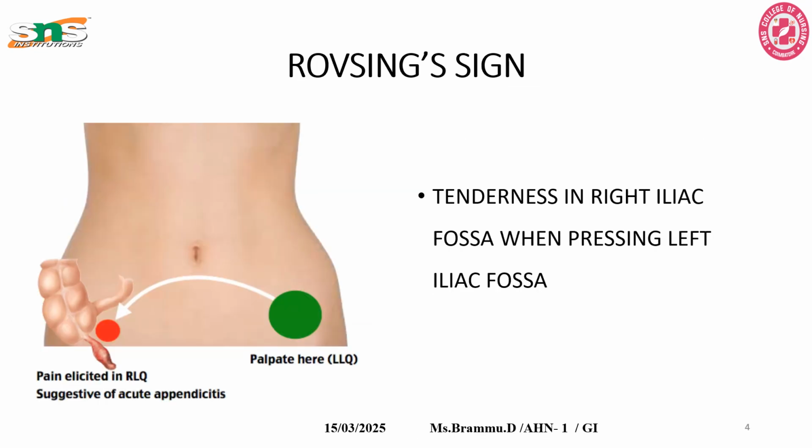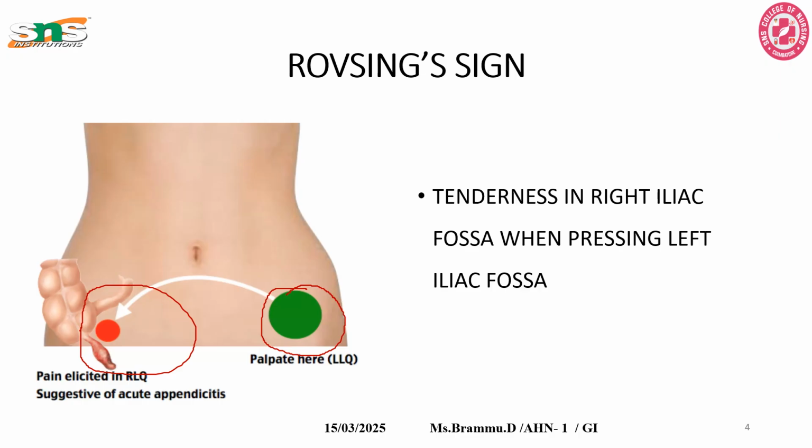The third important sign which we can see in a patient with appendicitis is called the Rovsing sign. In this picture you can see in green that the palpation is to be done over the left lower quadrant, especially near the iliac fossa, and the patient will complain of pain and tenderness in the right iliac fossa, or the right lower quadrant. This is the hallmark of Rovsing sign, pain radiating from one side to the other.